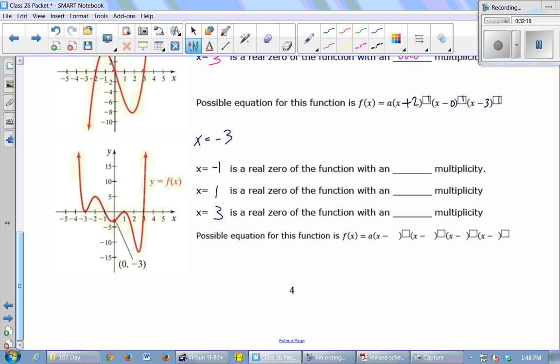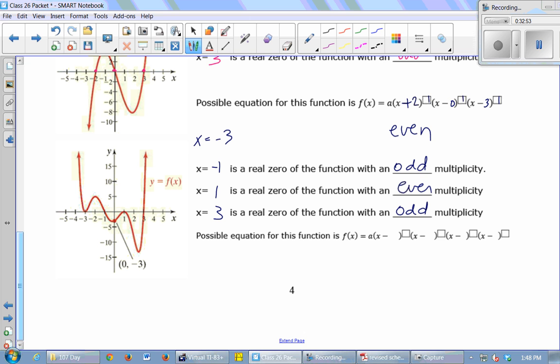All right, -3. Does it cross or bounce off of the x-axis? Bounces off, which means that the multiplicity is even. Yeah. At -1, do I cross or bounce off? Cross, which means that the multiplicity is odd. And at 1, I bounce off. Multiplicity is even. And at 3, I go right through, which means my multiplicity is odd.